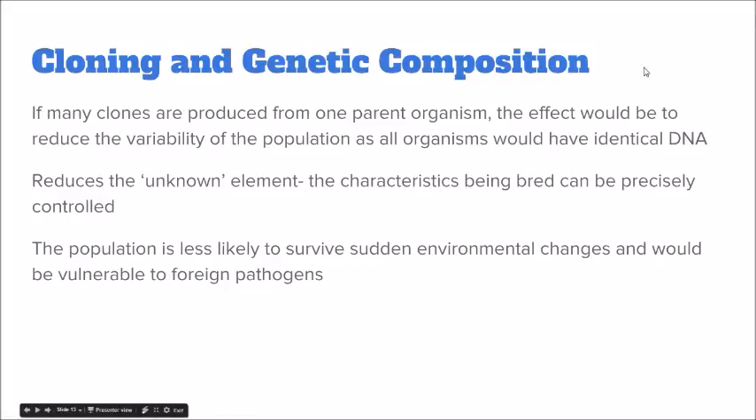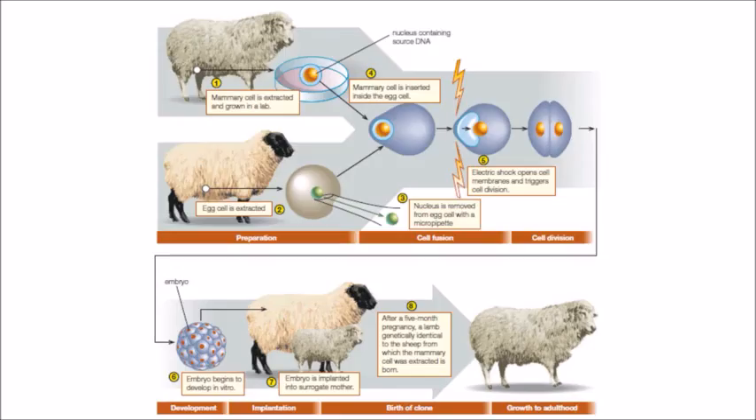Here we have again another discussion on the genetic composition of the population. If there are many clones being produced, then we're reducing variability in the populations because these organisms have identical DNA. And in fact it reduces the unknown element because characteristics being bred can be precisely controlled. But if there is any introduction of foreign pathogens or disease, illness, or any sudden environmental changes, this population is less likely to survive if they're all from the one clone.